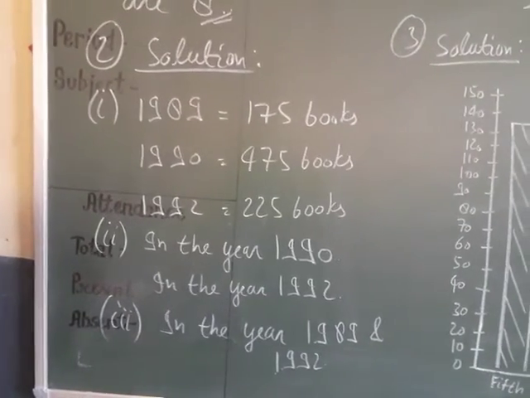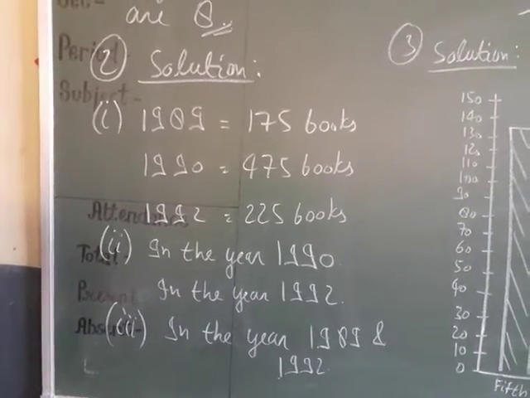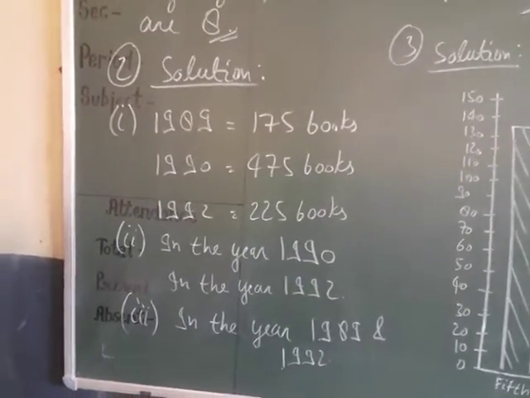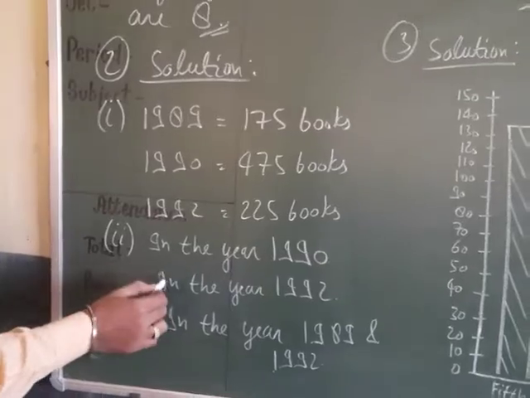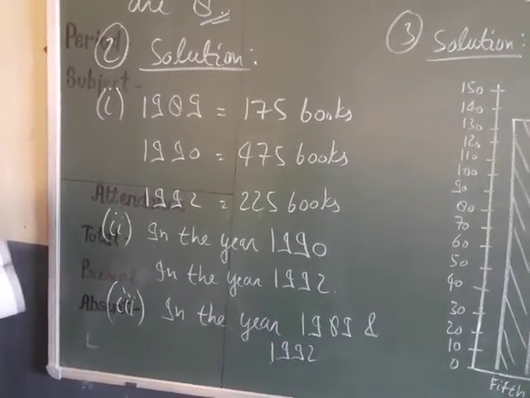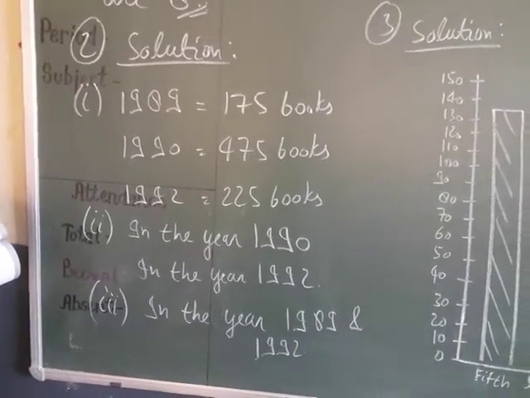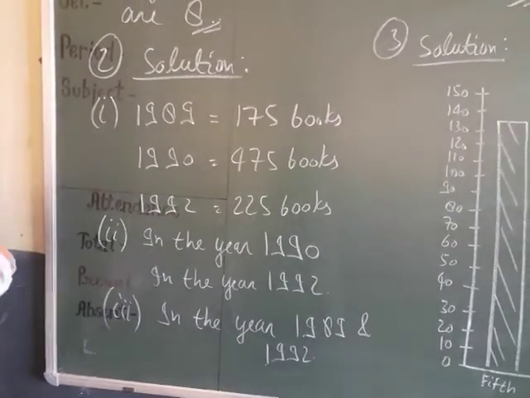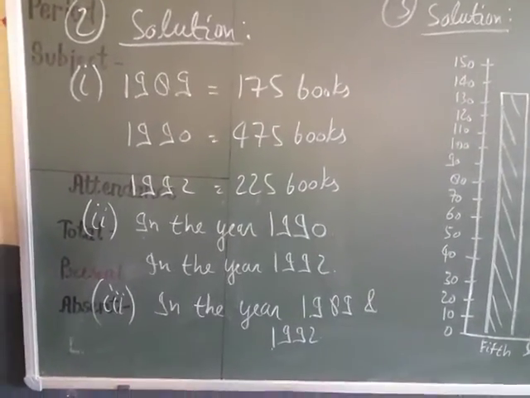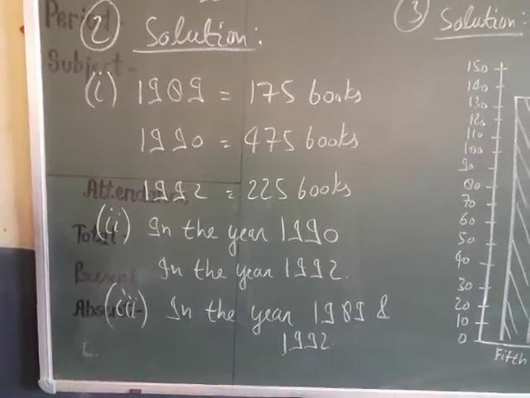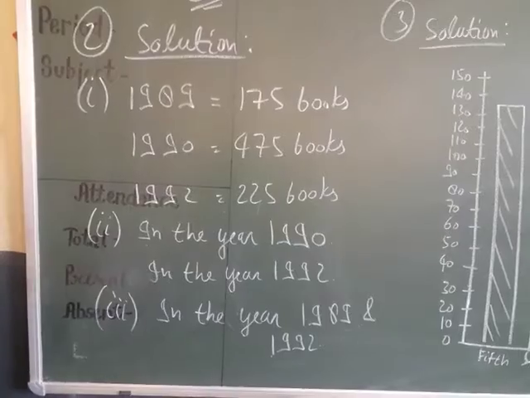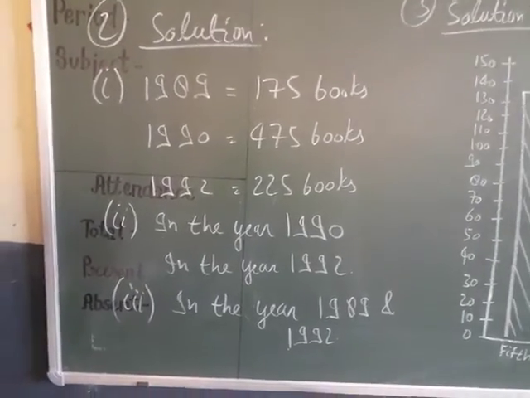Then in the second part you have to tell in which year about 475 books and about 225 books were sold. You will observe from the graph that in the year 1990, 475 books were sold, and in the year 1992, 225 books were sold. Then the third part: in which years were fewer than 250 books sold? You will find that in the years 1989 and 1992, fewer than 250 books were sold.